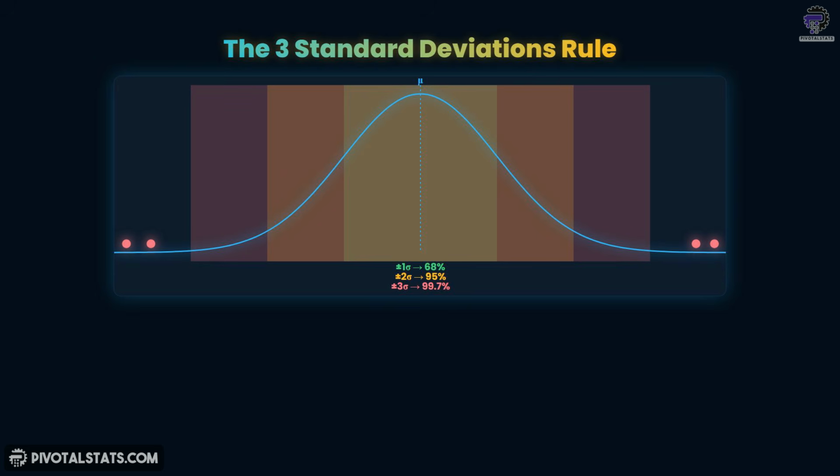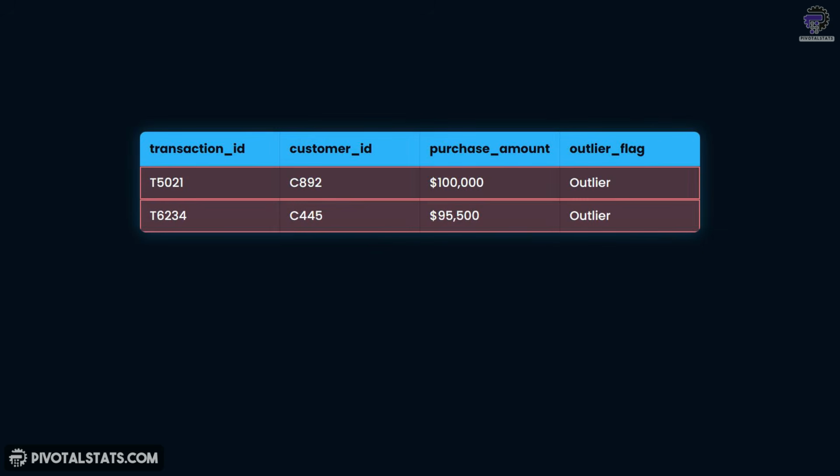Alternatives for non-normal data include the IQR method, flagging anything outside 1.5 times the interquartile range, or domain-specific thresholds like anything above $50,000 gets reviewed. Here are the 2 flagged records: T5021 at $100,000, T6234 at $95,500. Both well beyond 3 sigma from the mean.